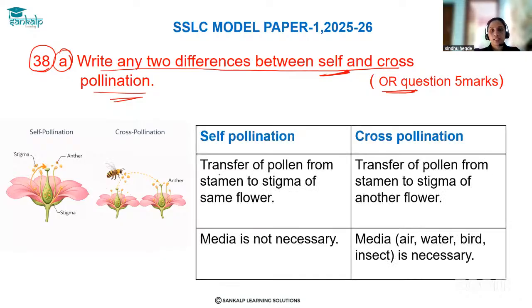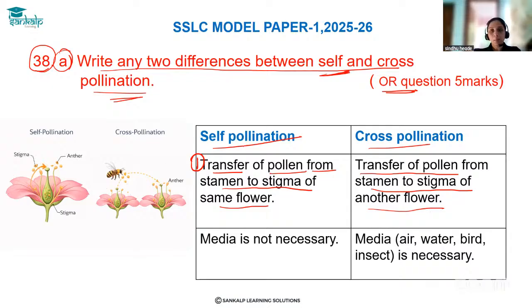Let us see the differences one by one. The first difference is that in self pollination, it transfers the pollen from the stamen to the stigma of the same flower. But in cross pollination, it is the transfer of pollen from the stamen to the stigma of another flower. This is the first difference.